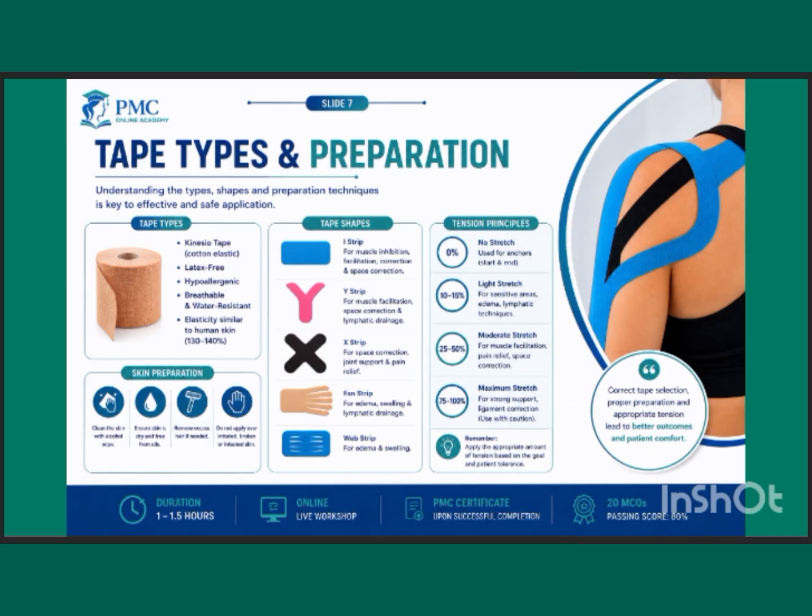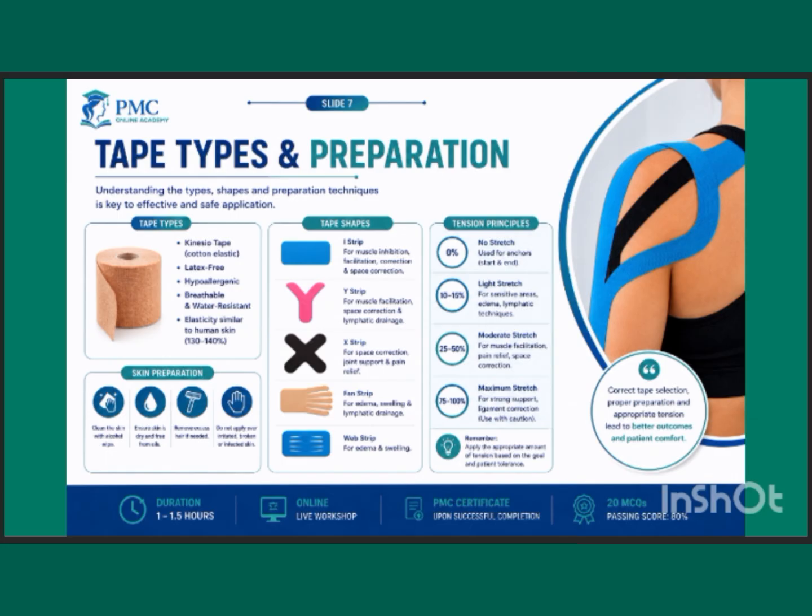For example, 0% tension is commonly used for the anchors. Light tension may be used for pain relief or lymphatic techniques. Moderate tension is often used for muscle support, and high tension is used selectively for ligament or mechanical correction techniques and only when clinically indicated. Always follow the purpose of the application rather than using the same tension for every patient.